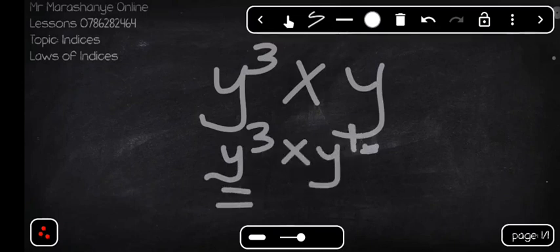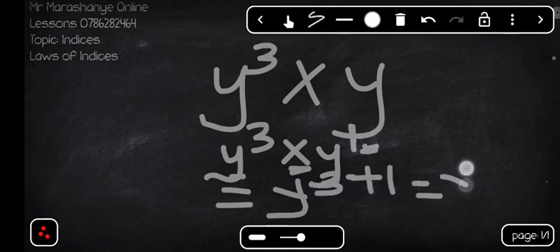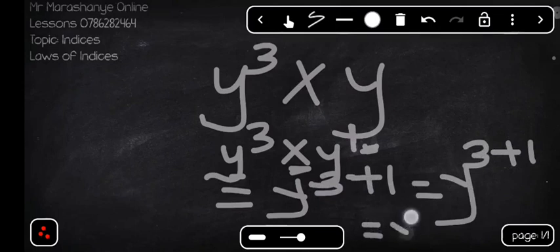Then you take one y only, because y and y are the same, so you take one y. About multiplication, it means addition of powers. So we are going to say y to the power of 3 plus 1. Let me write it here: y to the power of 3 plus 1. Then your final answer will be what? Your final answer obviously will be y to the power of 4. This will be your final answer.